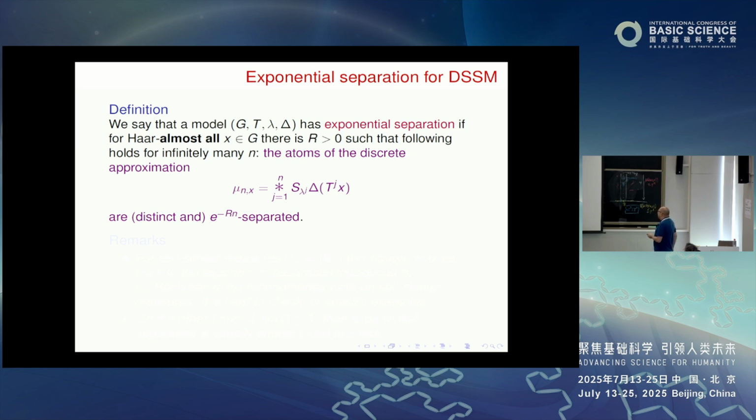So when does exponential separation hold? Exponential separation holds when, for almost every x. So recall that we have a group. Our phase space for the dynamics is a group, so it has a Haar measure. So we can speak of almost every. It's almost every with respect to the Haar measure.